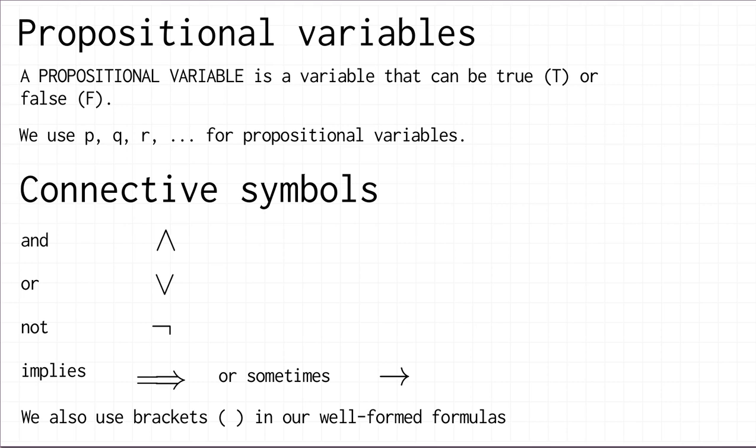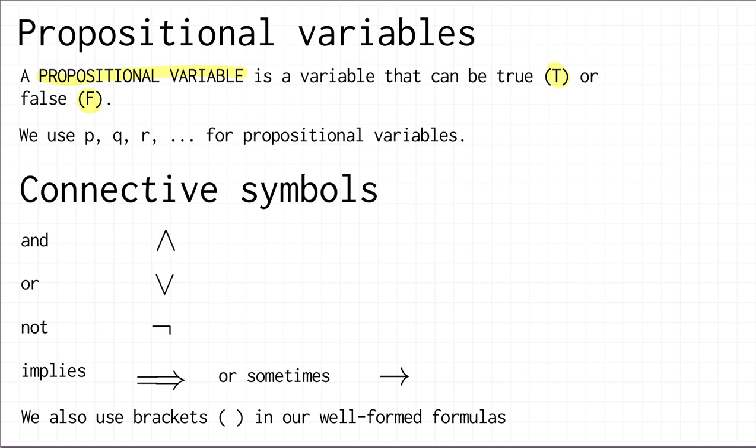Let's think about the ingredients that we're going to use in our well-formed formulas. There are 3 different things which are going to go into a well-formed formula. The first thing is a propositional variable. A propositional variable is a variable that can be true or false. And throughout Math 5, we'll write T for true and F for false, like this. The usual symbols for propositional variables are lowercase English letters, usually starting with P, Q and R.